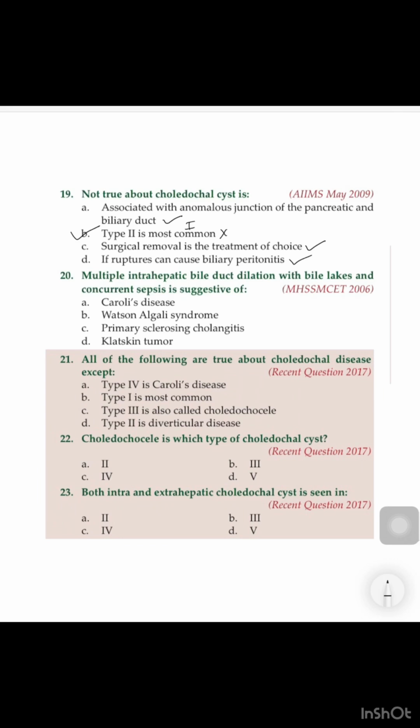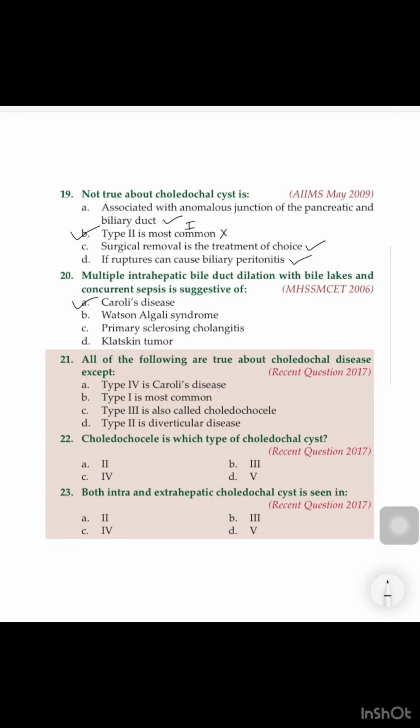Multiple intrahepatic bile duct dilatation with bile lakes and concurrent sepsis is suggestive of, that type 5 is intrahepatic saccular dilatations of the hepatic ducts, which can cause bile stasis, leading to cholangitis and stone formation. So it is Caroli's disease.